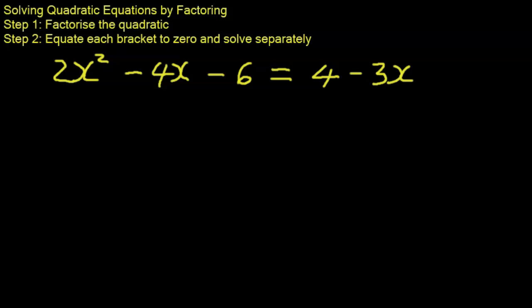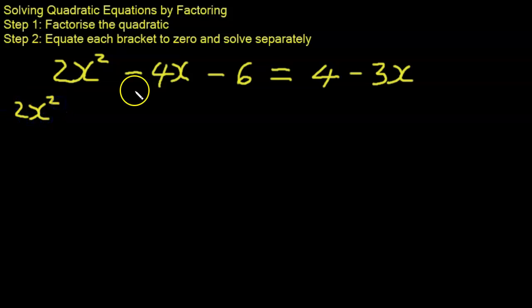Let's look at another quadratic equation. So this equation, remember, before we can factorize, we need one side of the equation to be 0. So before we can begin to factorize, we need to group all the like terms, everything on one side. So we have 2x squared, group like terms.